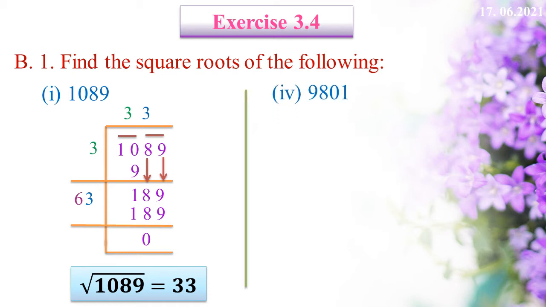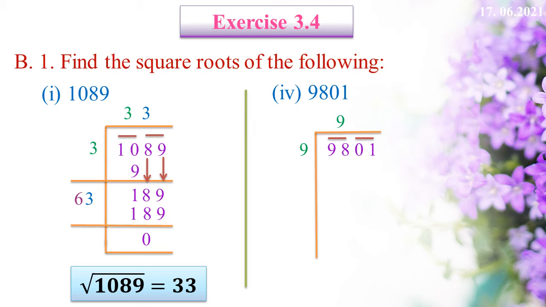Let's see one more problem. 9801. Here 9801 is the dividend. First, we should mark off the digits in pairs starting from the units digit. Each pair is called a period. Next, we should find the largest number whose square is equal to or just less than the first period. Here 9 is the square number. So take this number as the divisor and the quotient.